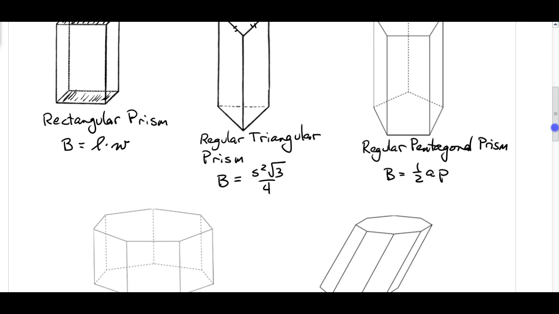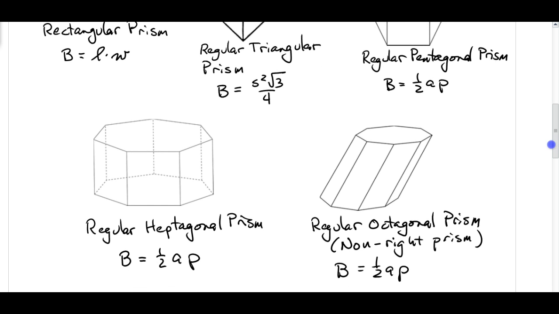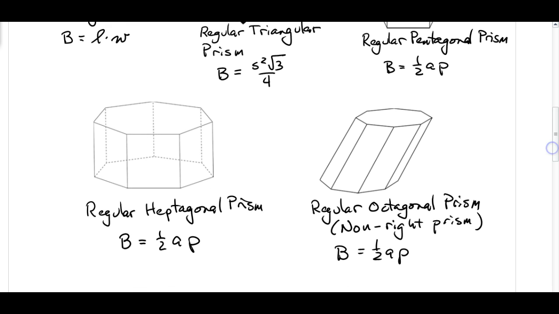And then moving on to the last 2, again, we have regular polygon bases. So the first one is a regular heptagonal prism. So again, that area of the base is 1/2 AP. And the last one, even though it's kind of on a slant here, we're still going to use the same formula. When we go to find the volume, we would have to find this height though.